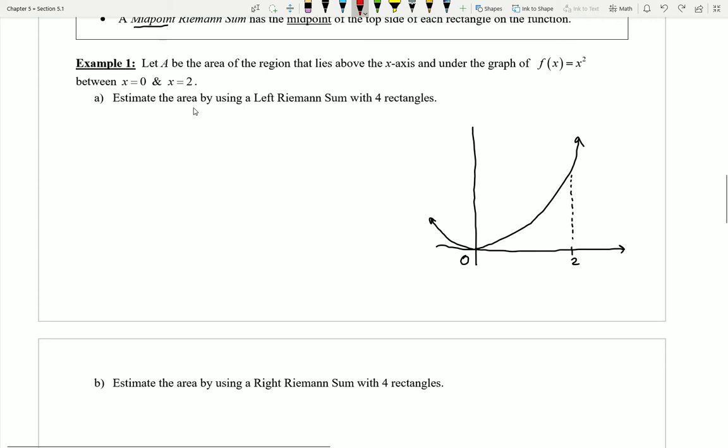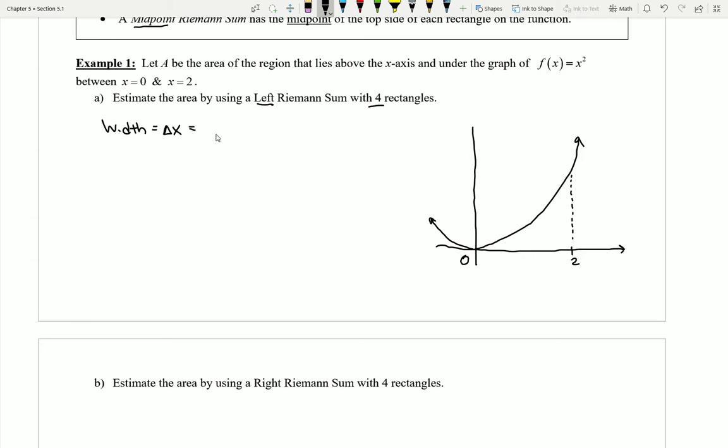I'm going to try to use a left Riemann sum with 4 rectangles. Okay, so let's start with the idea that we have 4 rectangles. The number of rectangles is going to definitely affect how wide each rectangle can be. So let's start by calculating the width of our rectangles. Remember that our width can be represented by the symbol delta x, since this tells us how far to move in the x direction to find the width of a rectangle.